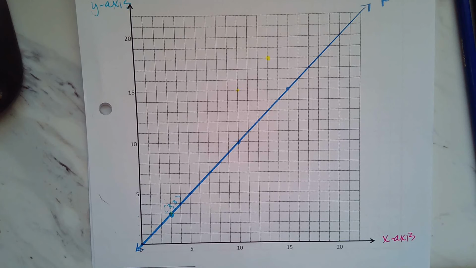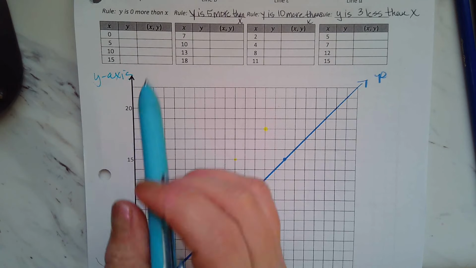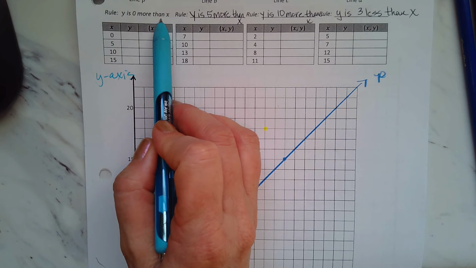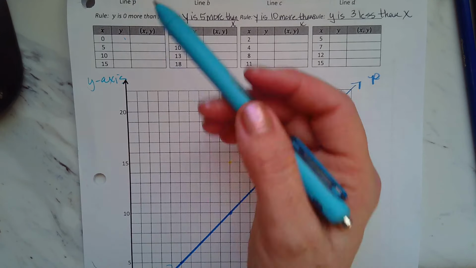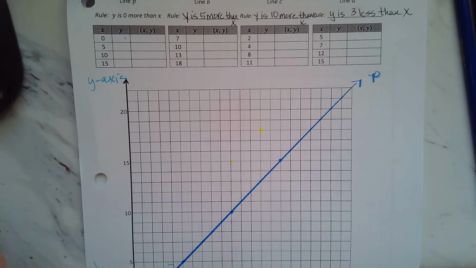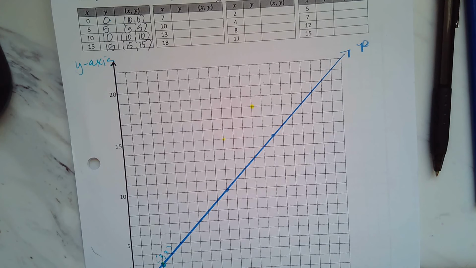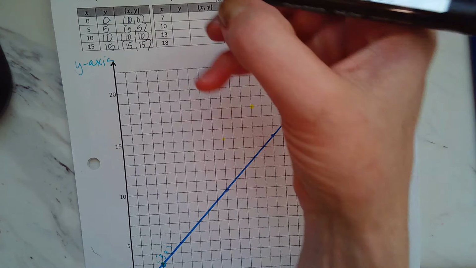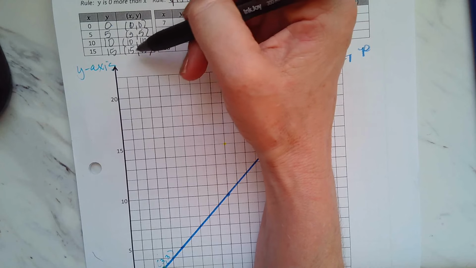So what I want you to do right now is go up here to y is 0 more than x. Go ahead and fill out your y coordinates and fill in your coordinate points and come back and check your work. What does it mean? Y is 0 more than x. Is this what you got? 0, 5, 10, 15. So 0, 0, 5, 5, 10, 10, 15, 15.